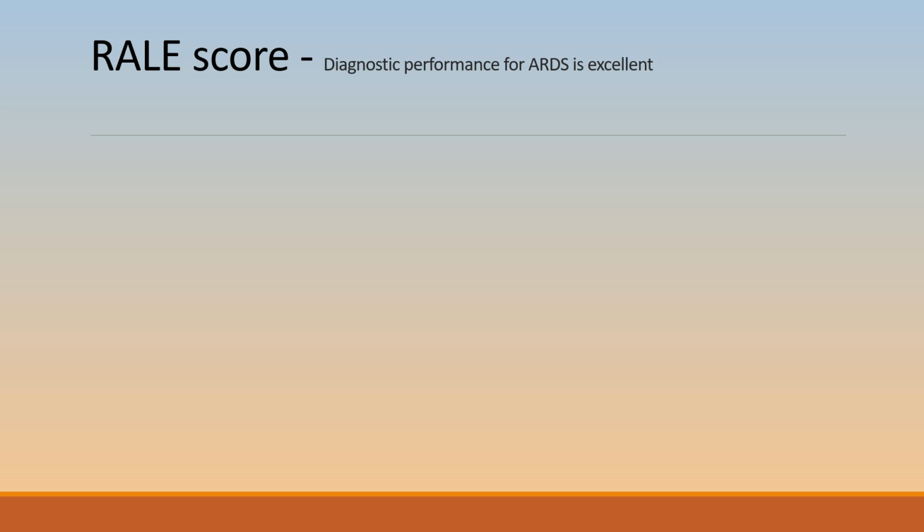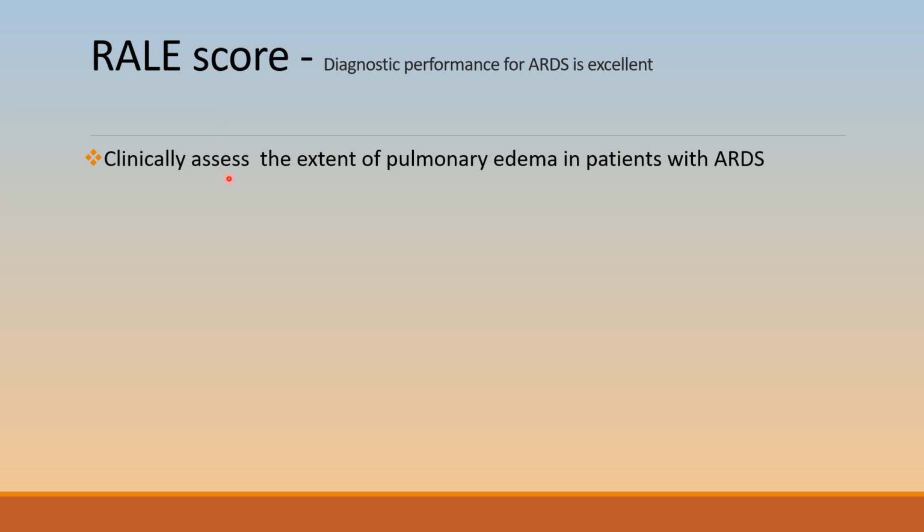The diagnostic performance for ARDS is found to be excellent with the usage of the Berlin criteria along with the RALE score, which can be done at the bedside. The reason being, it helps in the assessment of the extent of pulmonary edema in patients with ARDS. Also, it helps in assessing the response to treatment based on serial X-rays.